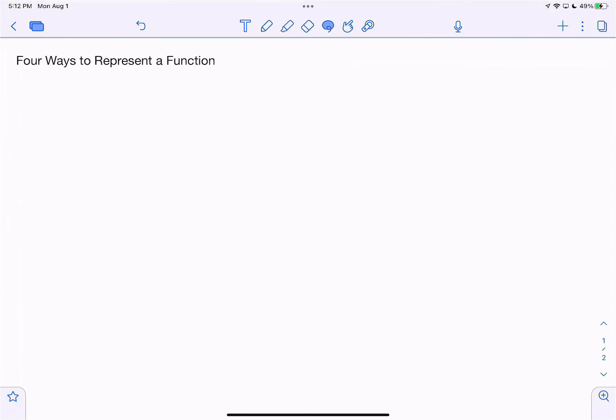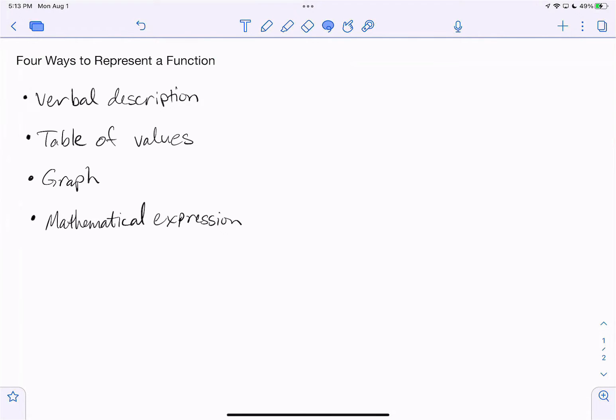We're going to start our discussion about functions by looking at how functions are represented. There are four ways in which functions are represented. One is a verbal description. They can be represented using a table of values, a graph, or a mathematical expression.